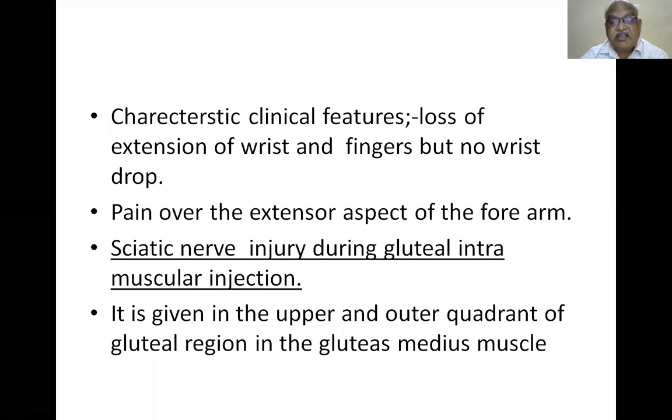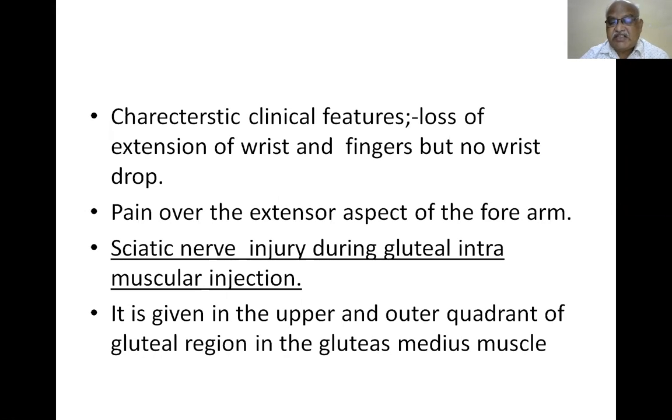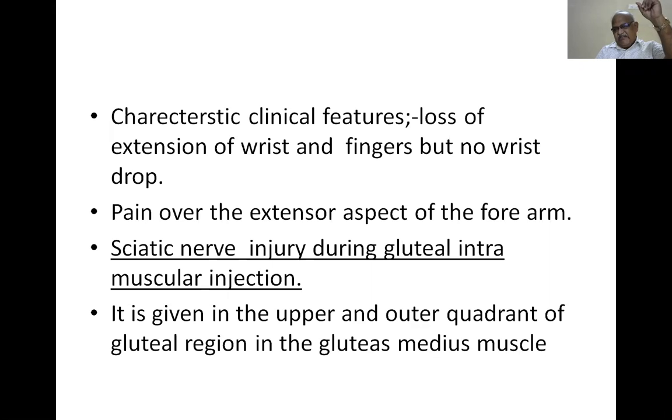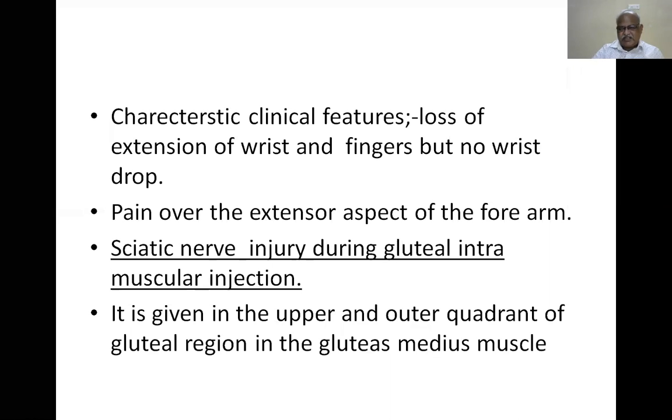Characteristic clinical features: loss of extension of the wrist and fingers, but no wrist drop. Because, as I told you, complete wrist drop occurs only when the radial nerve is damaged at the axillary level by crutches. So whenever the deep branch of the radial nerve is compressed by these entrapment neuropathies caused by the above mentioned causes, fibrous bands, leak of blood vessels, fasciae, and the extensor carpi radialis brevis.